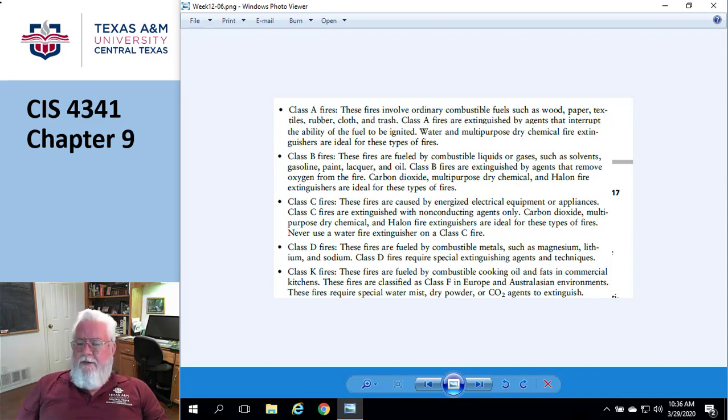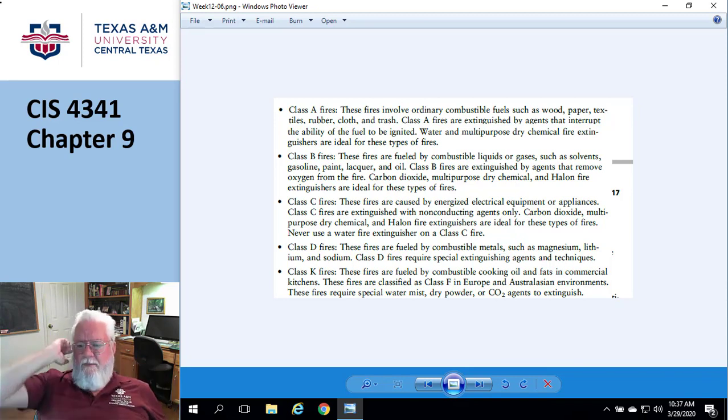Okay. Class D were combustible metals. This is not going to happen, but magnesium is a metal that actually burns. And with those, you basically have no choice. The way you put out a magnesium fire is you dump sand on it. That's how it's done. You basically have to smother it. And of course, that's very specialized, and we don't have to worry about that.